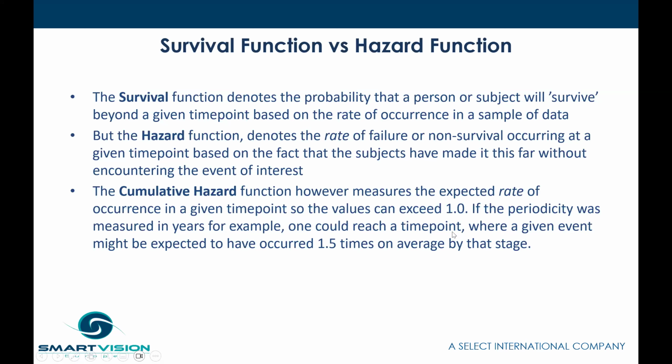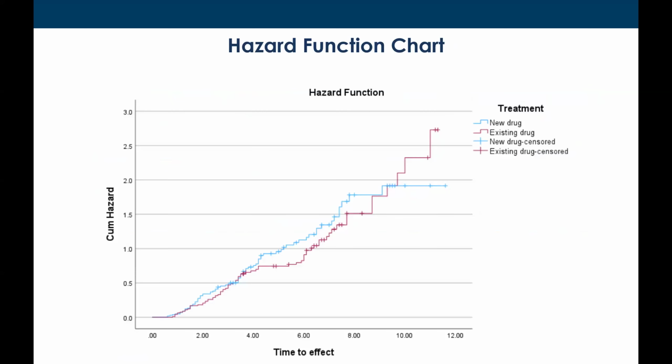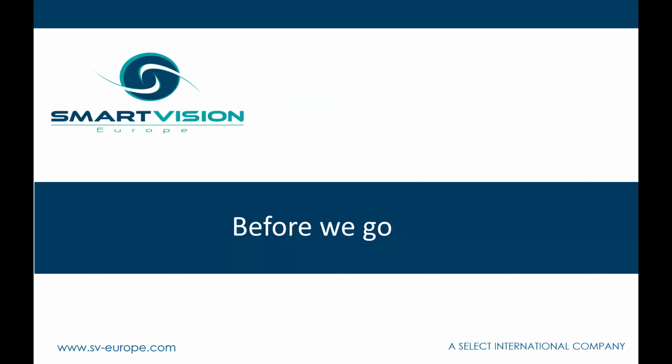So the values can exceed 1. If the periodicity was measured in years, for example, one could reach a time point where a given event might be expected to occur 1.5 times on average by that stage. So if you're talking about something like a stroke, we all know a stroke could occur multiple times. It doesn't occur just once. So you will get a cumulative hazard function where instead of having a proportion along the side, it's telling you how many times you would expect to see it within that time frame.